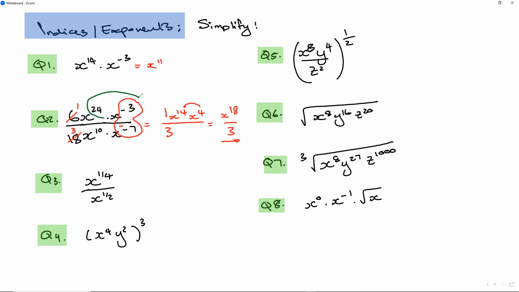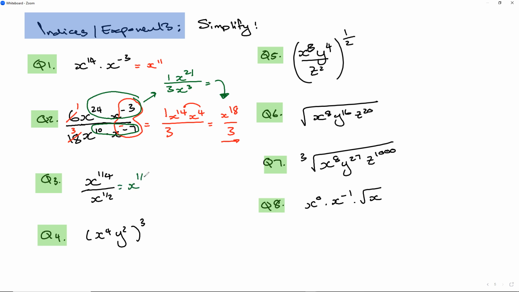If I go 24 minus 3, that'll be still 1 over 3 first. But 24 minus 3 is 21. And what's 10 minus 7? 10 minus 7 is 3. And what's 21 minus 3? 18. All right, next one.